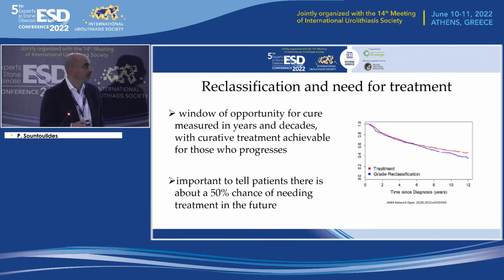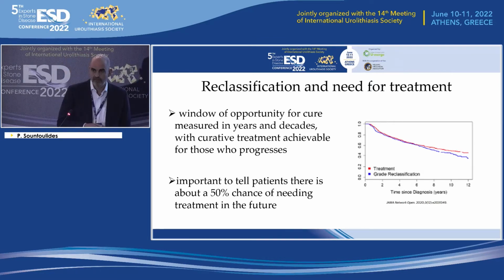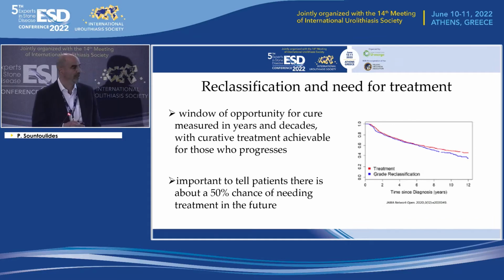And of course, as you can see from the graph on the right, it is important to tell the patient that there is an almost 50% chance that at some point he will need to have some form of active treatment. As you can see here, the rate is around 50% after 6 to 8 years on active surveillance. So 1 out of 2 patients will at some point need to have treatment, or will be offered treatment.